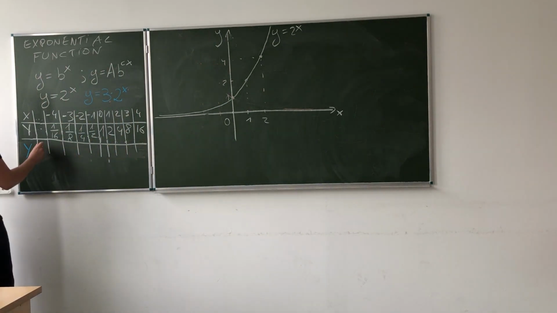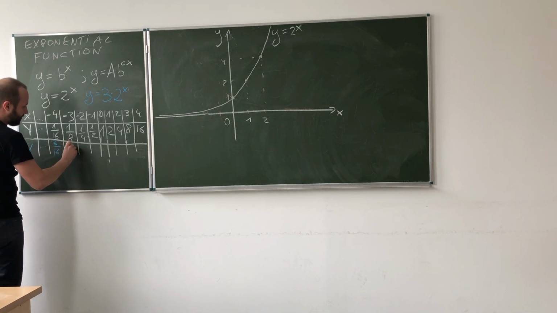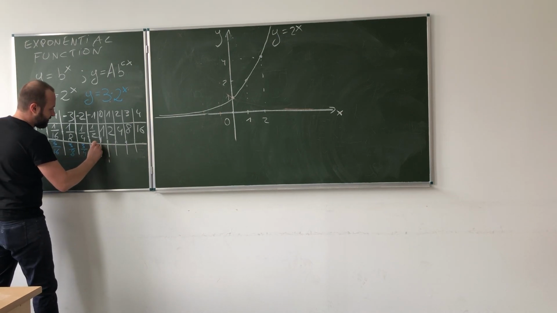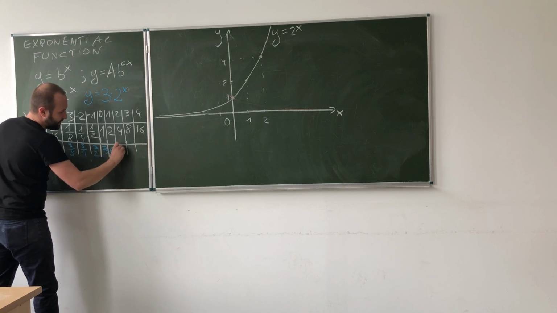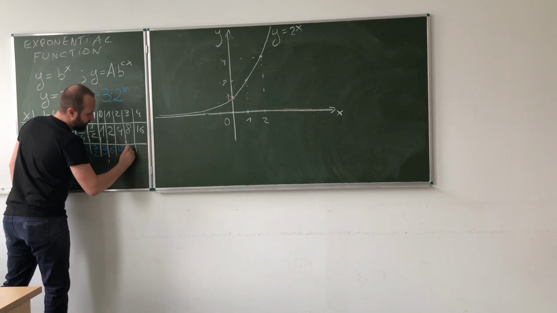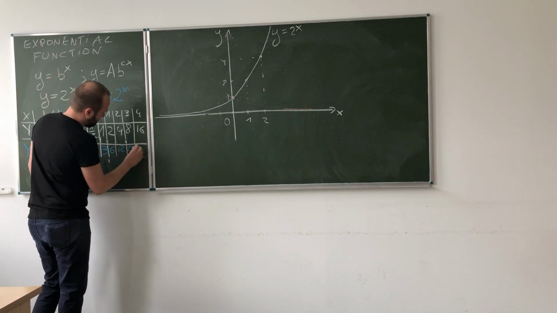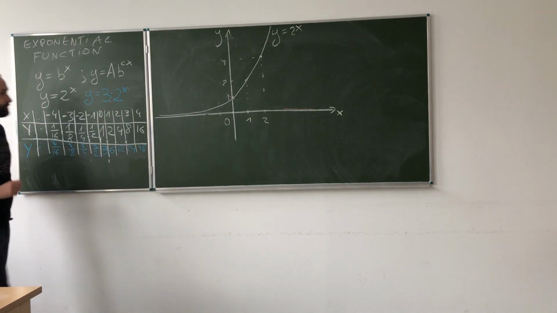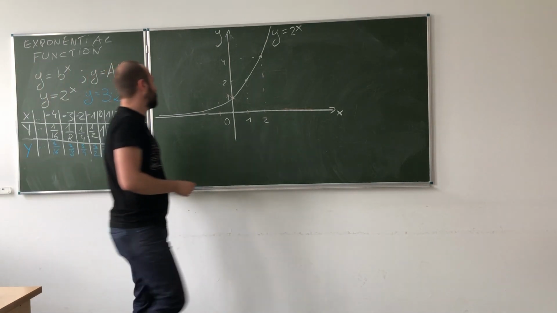Okay, so what we will have here? 3 over 16, 3 over 8, 3 over 4, 3 over 2, 3, 6, 12, 24, and 48. Okay, so now, how should we draw this function? Well, look.